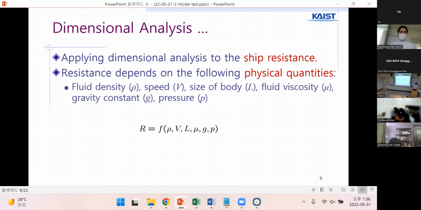To apply this to shipbuilding, we need these physical functions: the fluid density, the speed, the size of the body, fluid viscosity, gravity constant, and the pressure. This way we can find out primary important parameters for the ship.